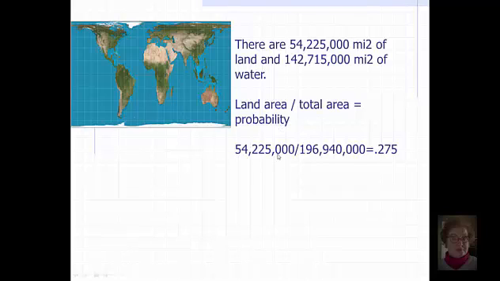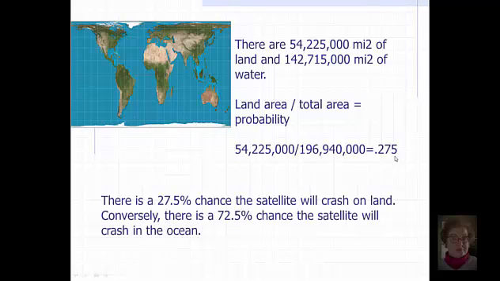So the land area is a little over 54 million. The total area of the earth is almost 197 million. We do that division and we get a decimal number of 0.275. Well, what does that mean? That means that there's a 27.5% chance that our satellite will crash on land.